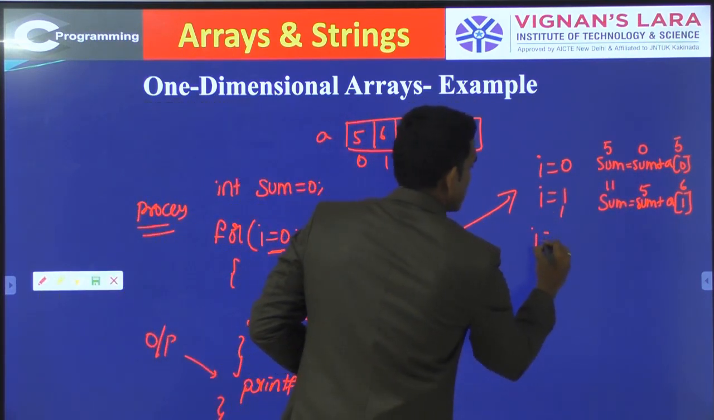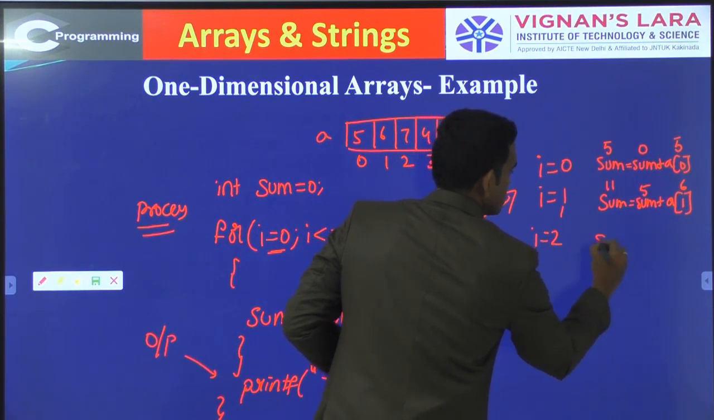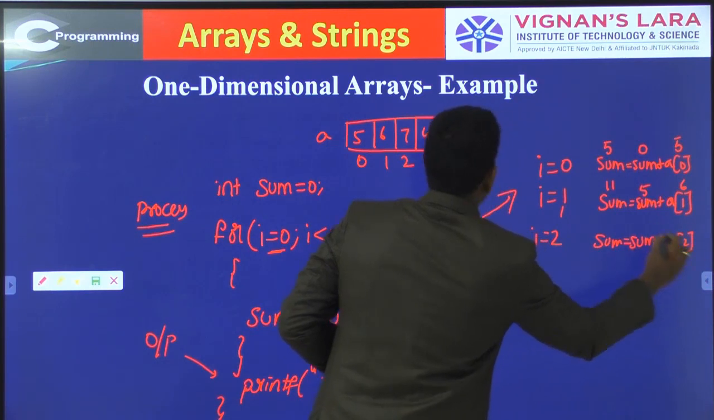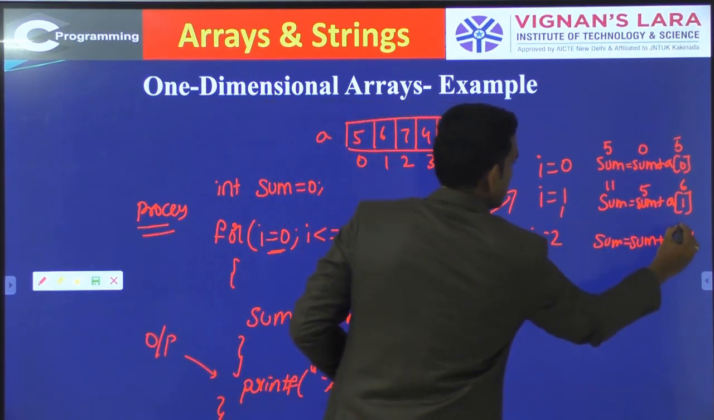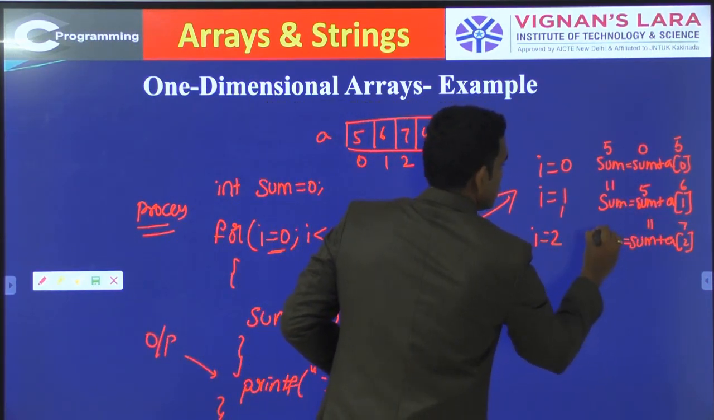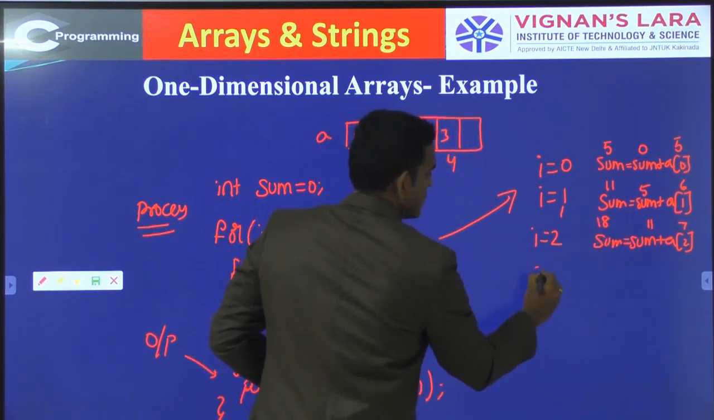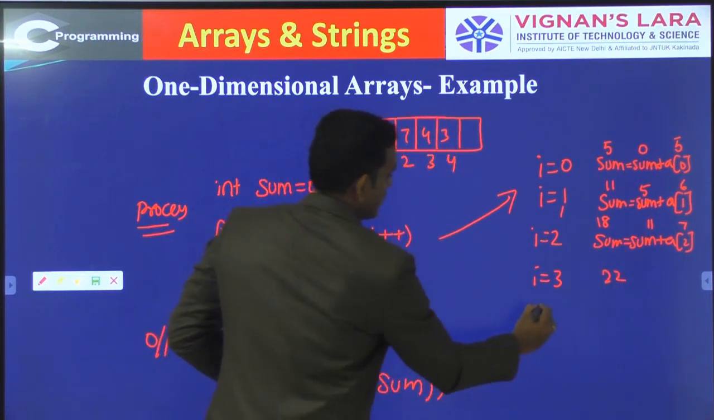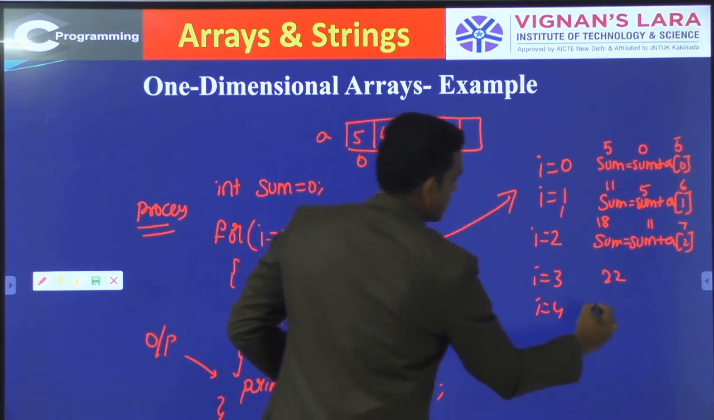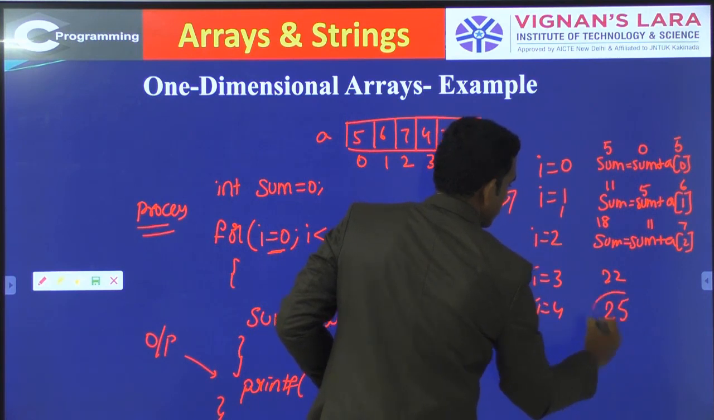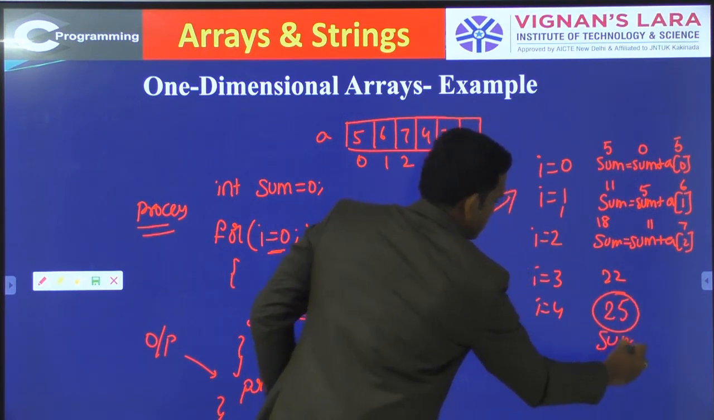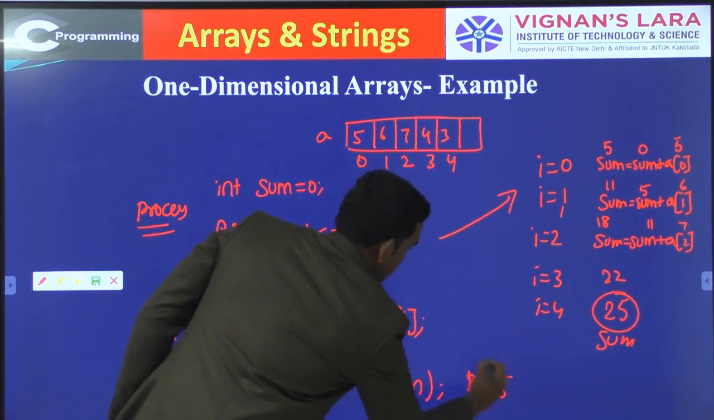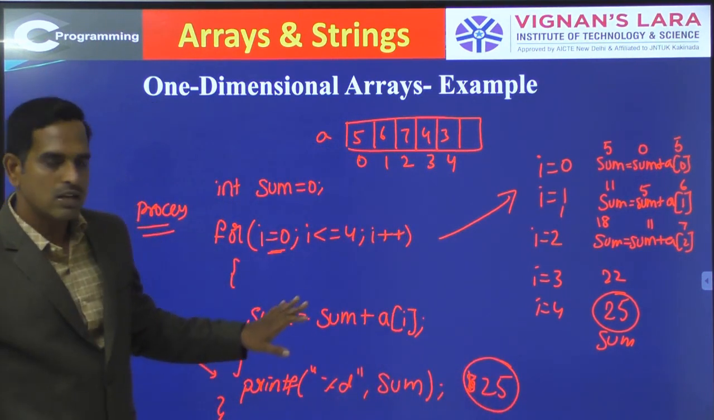Next, I value will be incremented. I value is equal to 2. Sum is equal to sum plus A of 2. A of 2 is 7. Current sum value is 11. So 18. When I is equal to 3, 18 plus 4, 22 will come into sum. When I is equal to 4, 22 plus 3, 25 value will be present in your sum. So at the end, the sum will be printed as 25.